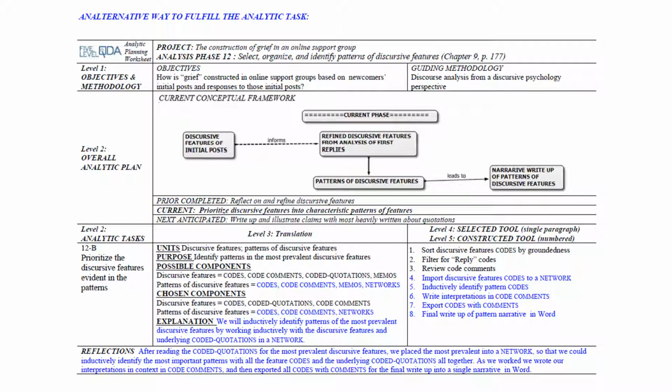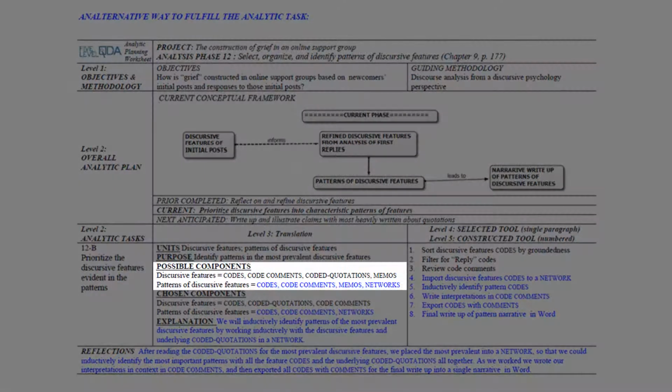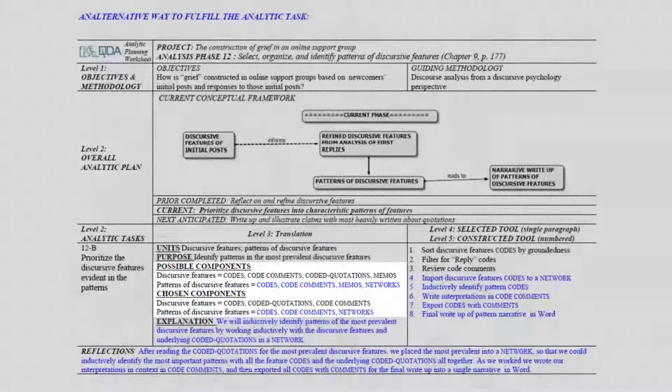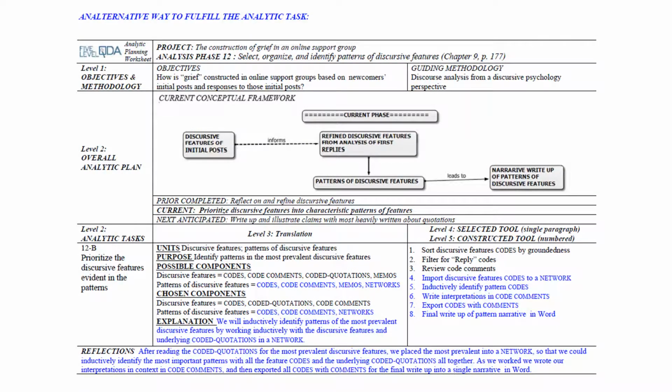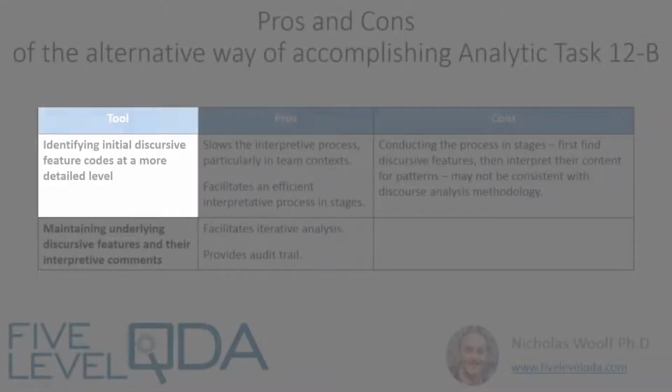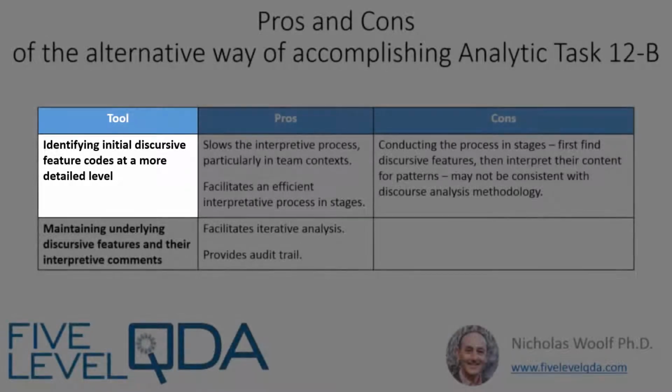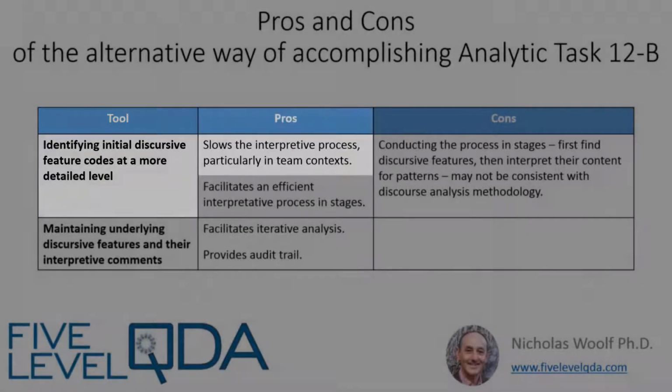This alternative way of fulfilling task 12b has both pros and cons, which need to be thought through when moving from step 3 of translation, identifying the possible components, to step 4, which is choosing which components to translate to. So here are some examples of this thinking process. First, this approach involves initially creating more detailed discursive codes, which delays the identification of any patterns until all discursive features have been considered, and avoids too early settling on final conclusions, which is warned against in some methodologies.